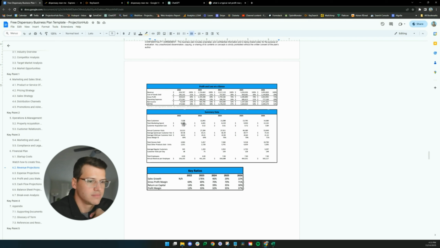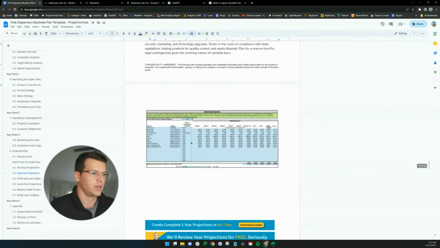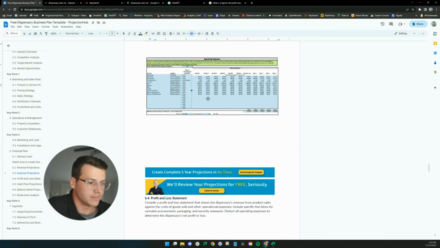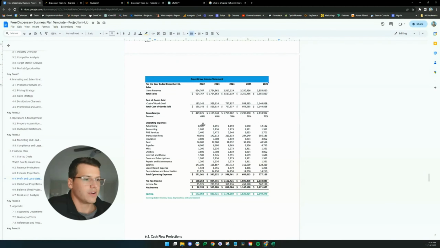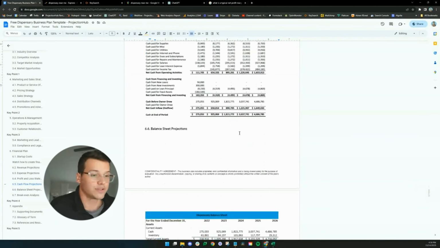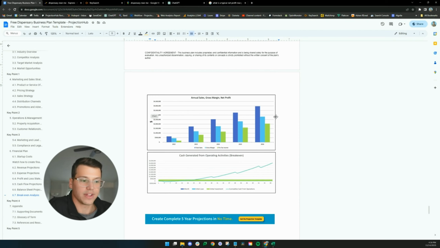So estimated number of customers, how many ounces you're selling, customer visits per day, regular customers, key financial ratios, your monthly operating expenses. So each month, what are the recurring expenses? Some people would call this overhead. You've got a 5-year projected income statement, P&L. You've got 5-year cash flow projections, 5-year balance sheet projections, a break-even point, and your sales growth.